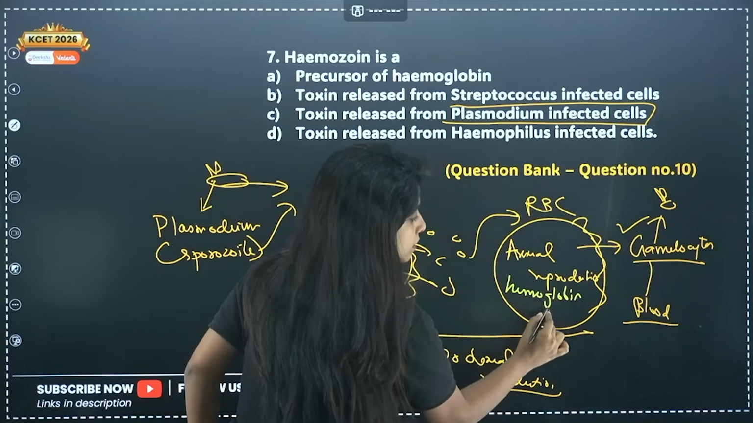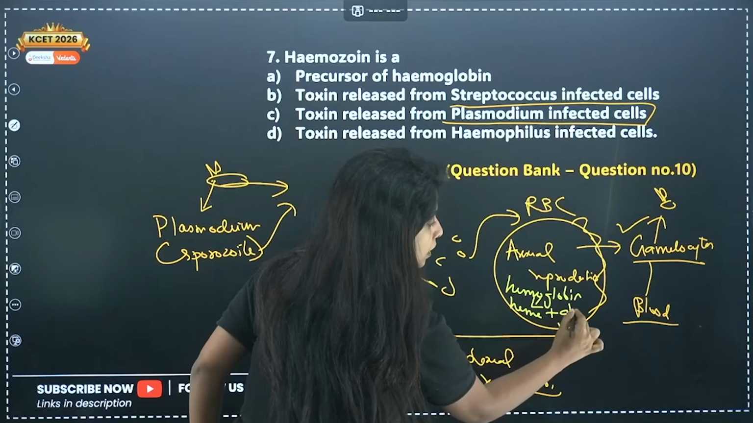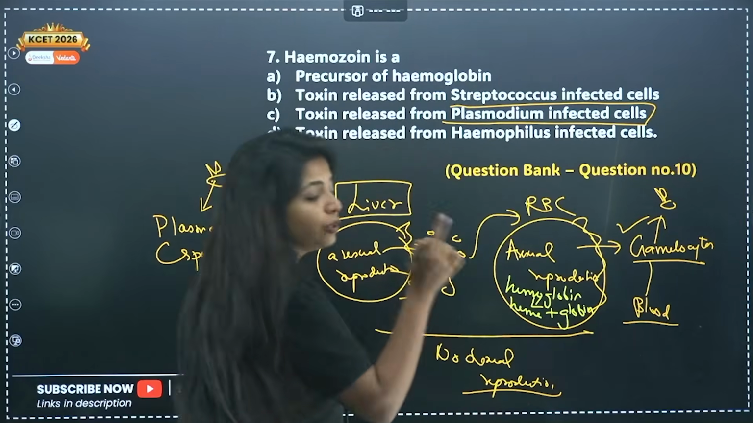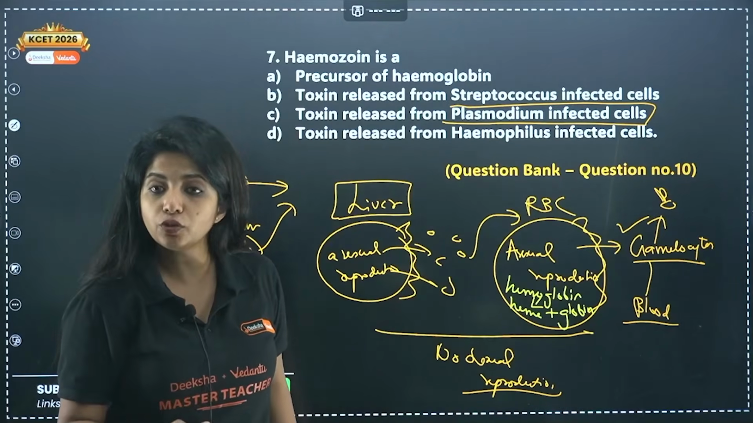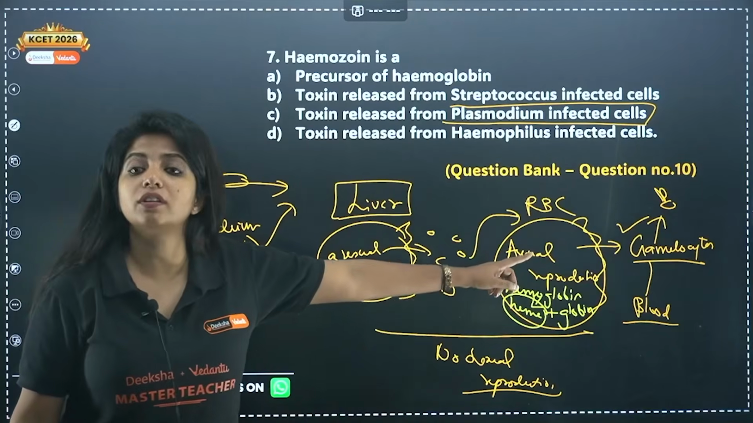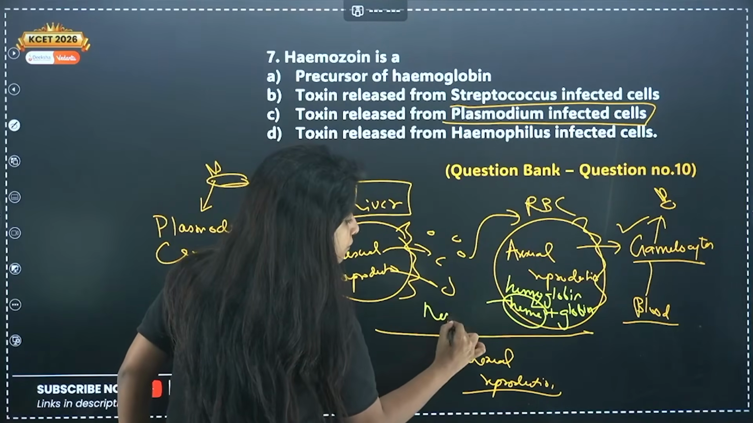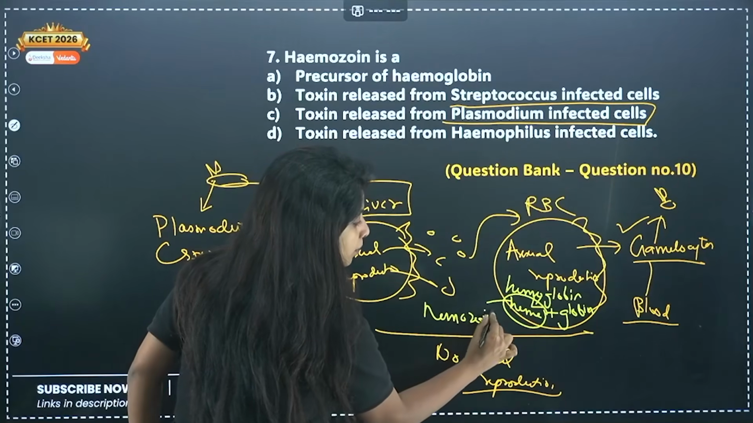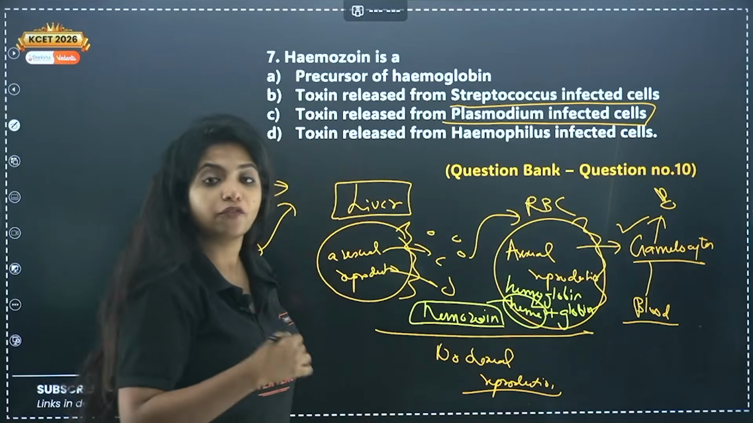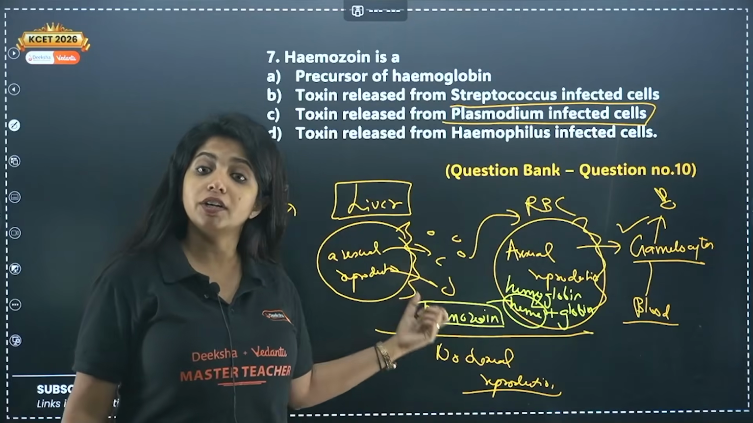Hemoglobin molecule in the RBC. While feeding, it breaks the hemoglobin into heme and globin. The heme is very toxic for the organism, which is why it converts the heme to something else known as hemozoin, which is much less toxic for them. So heme was toxic, which is why they converted it into hemozoin.